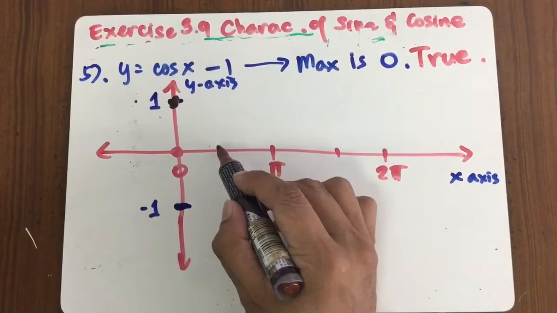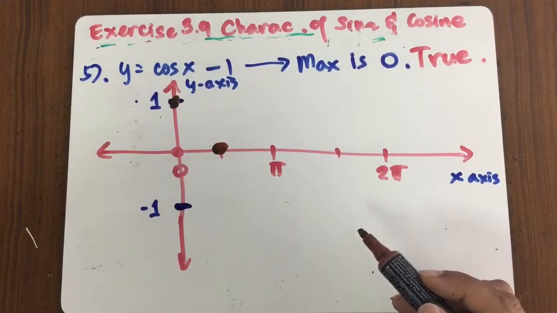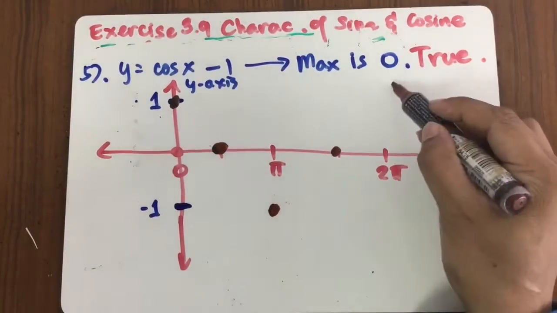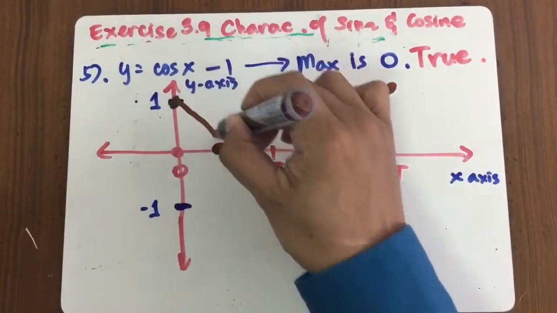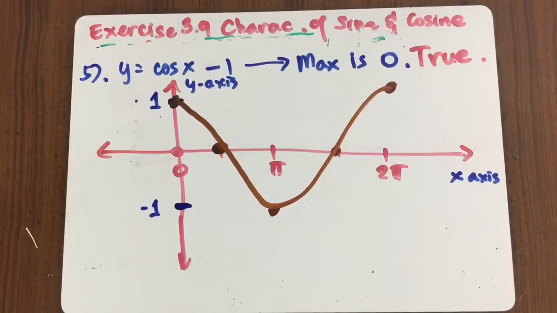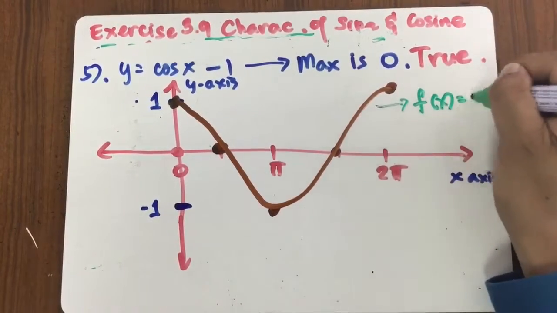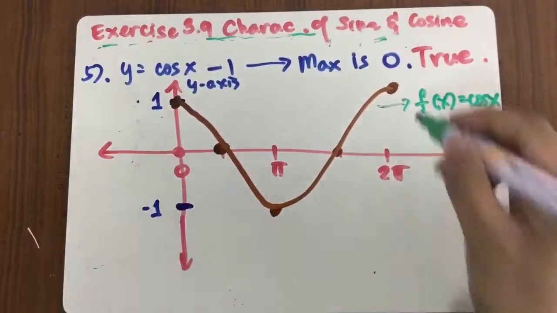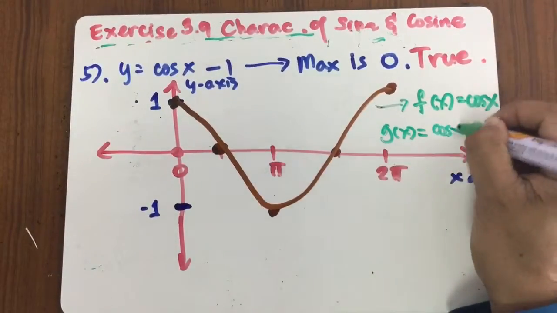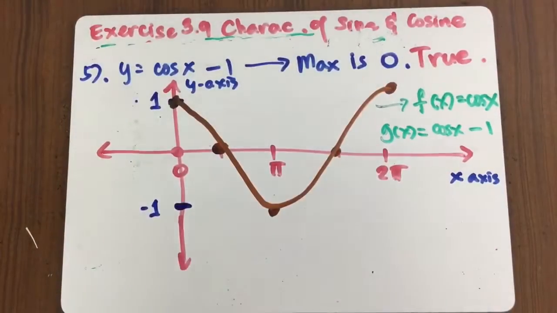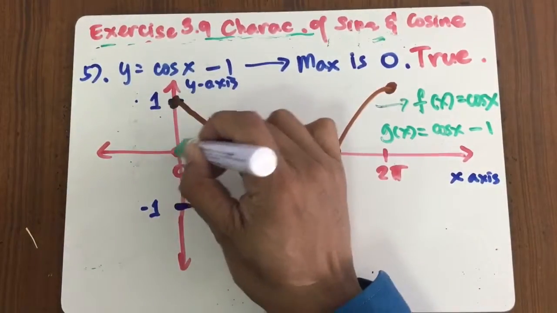Let us sketch muna the graph of cosine of x in the interval 0 to 2 pi. Let us connect these points. Okay, so ang pagkoconnect ng points dapat curve, hindi straight line. Okay, this is our function, cosine of x. And then from here, look at what will happen. Ano mangyayari kapag nag-minus tayo ng 1? So yung graph ng cosine of x will slide down by 1 unit.